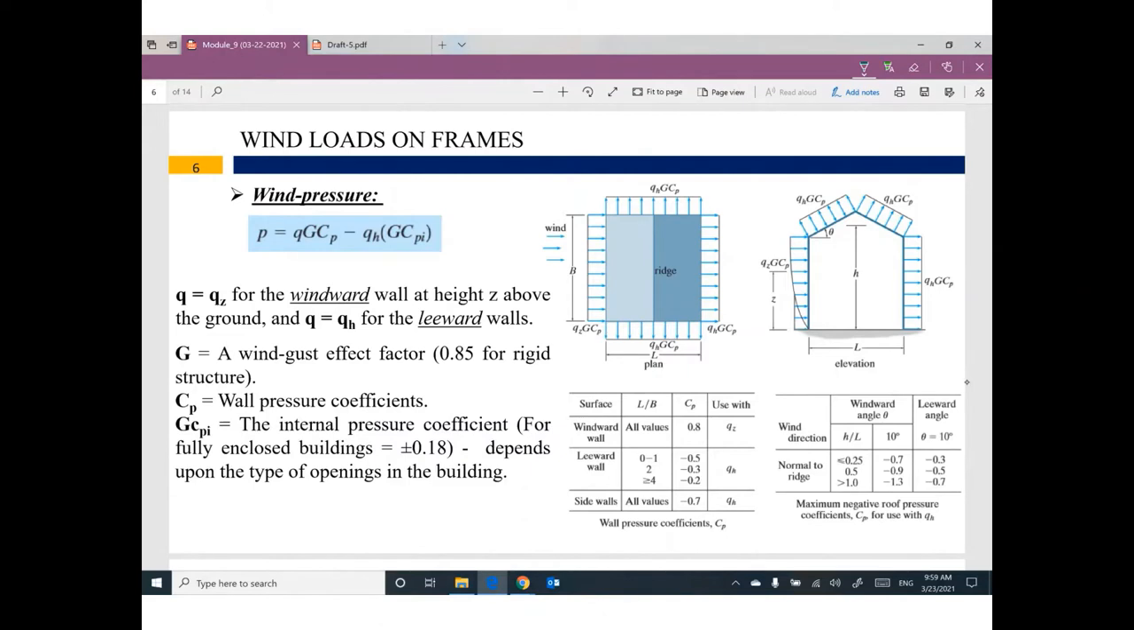I will calculate the windward, the leeward, and the roof. So we have a windward roof and leeward roof. Remember, this one is windward. This one is leeward. This one is windward roof. This one is leeward roof.